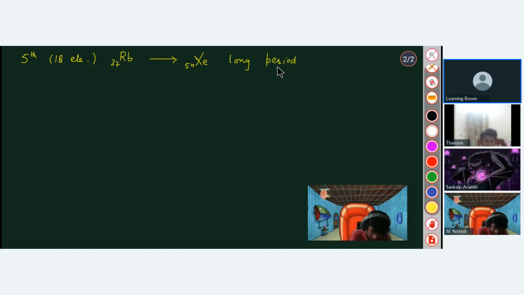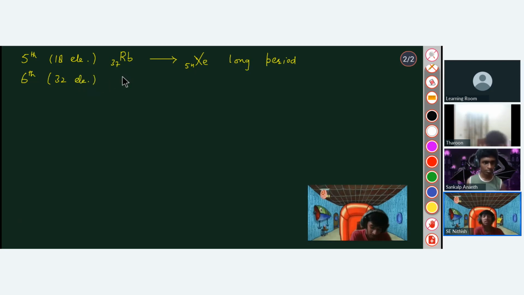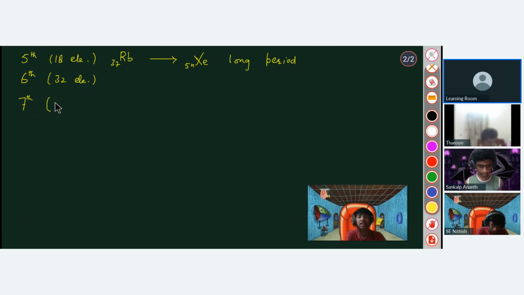So the first period was very short. Second and third are your short periods. Fourth and fifth are your long periods. And then sixth and seventh will be very long periods, because there are 32 elements in each. It goes 2, 8, 8, 18, 18, 32, 32. But there are only 7 periods. We only have 118 elements, so there will be only up to 32.